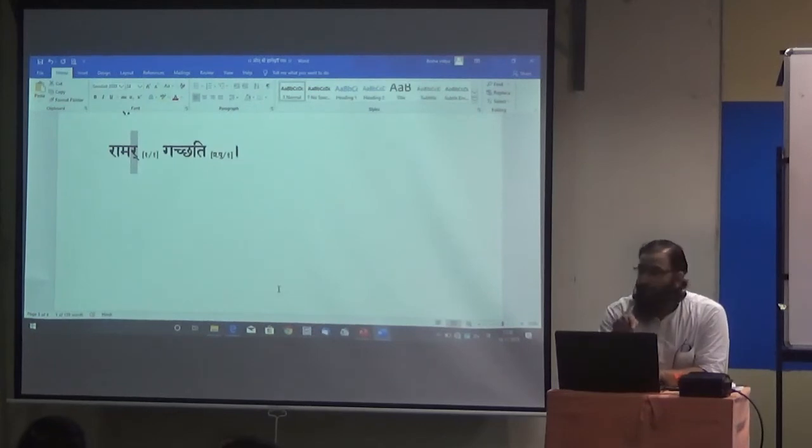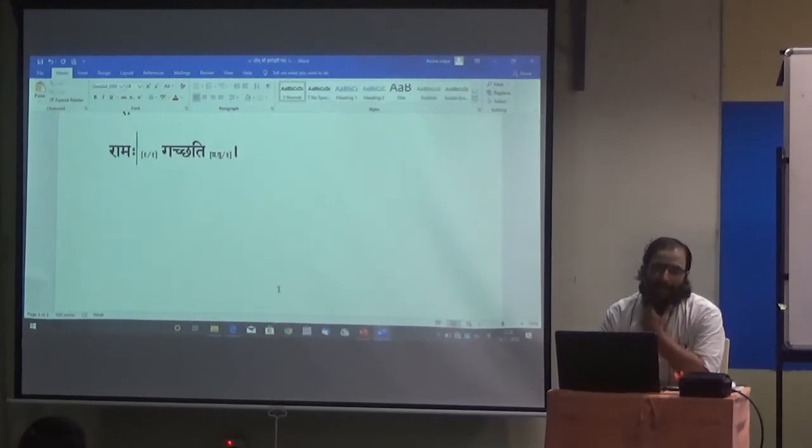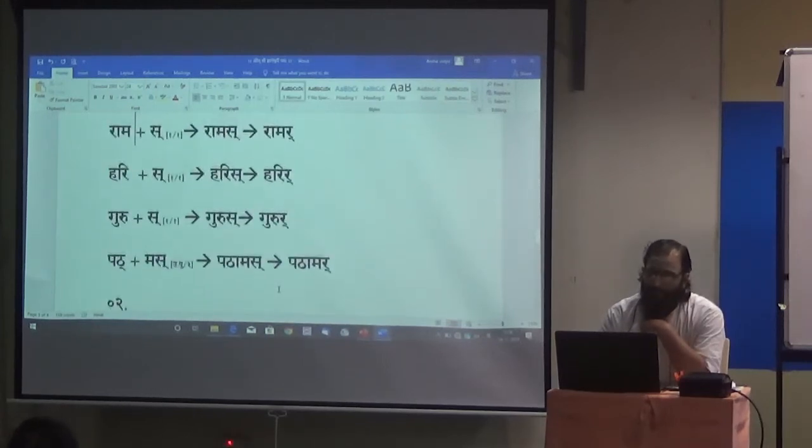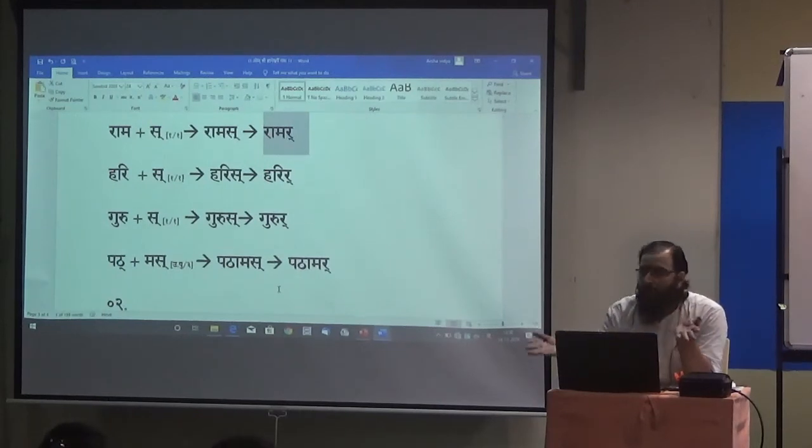Padanta Repa will be replaced by Visarga. So you get Ramaha gacchati. Now, in this, Ramar, after Ramar, what is the next word? In the line here, after Ramar, what is there? It ends. Therefore, Repa becomes Visarga. Ramaha. That's what we chant.